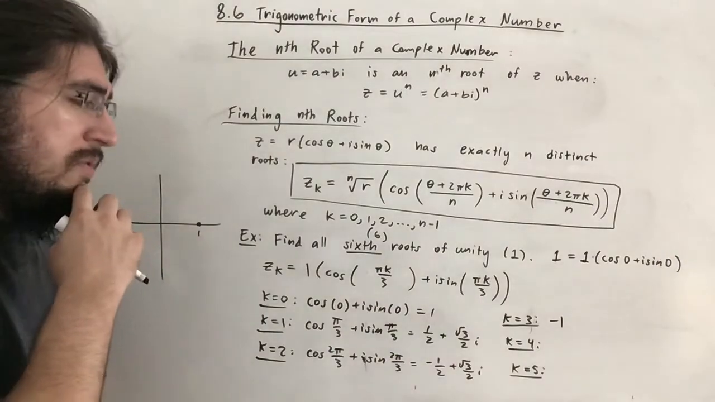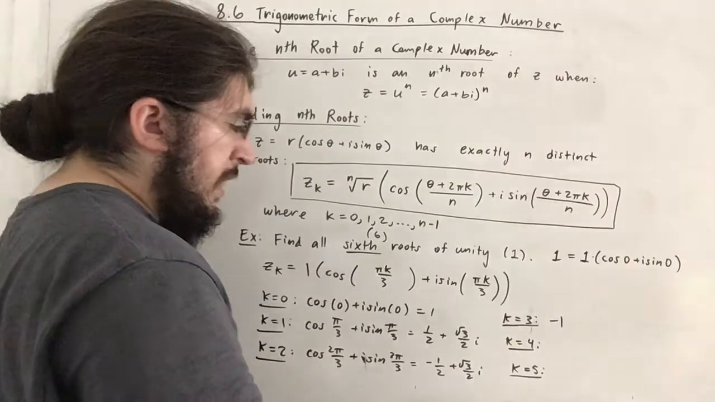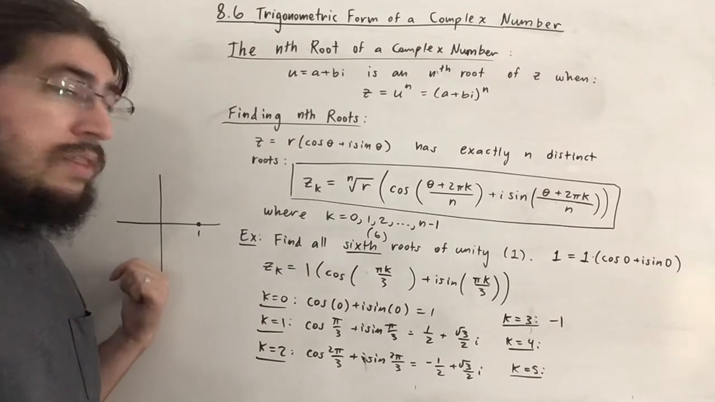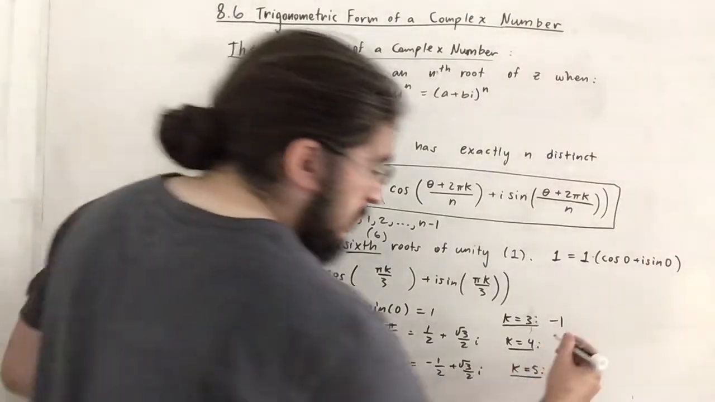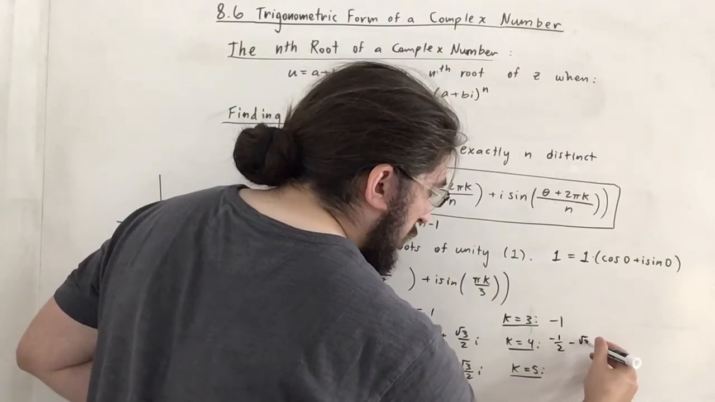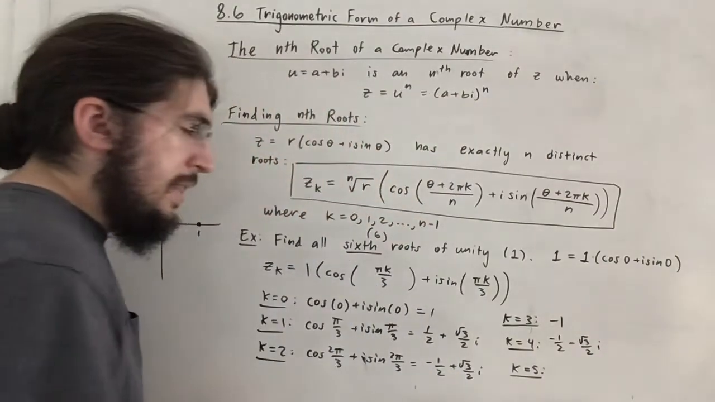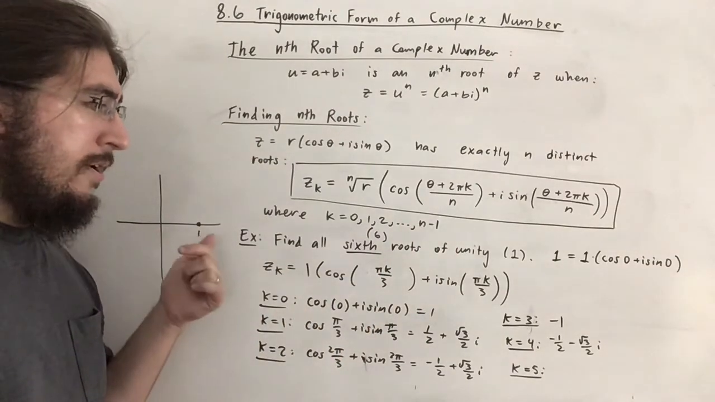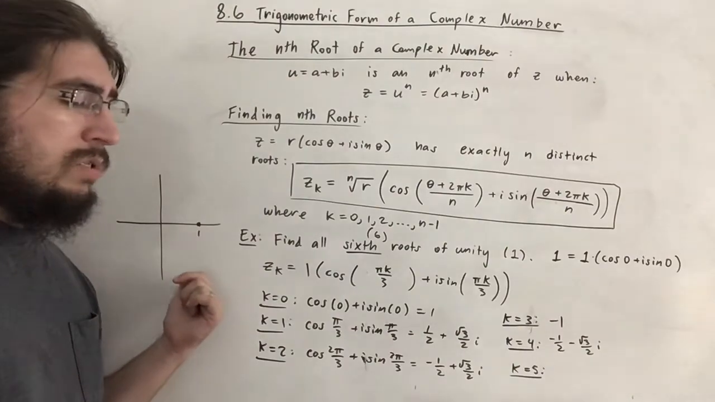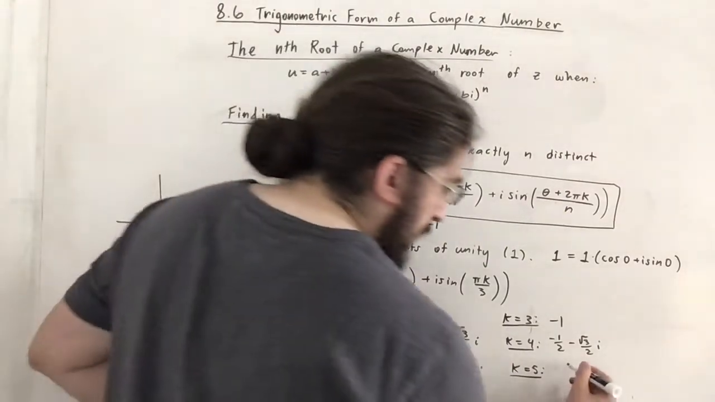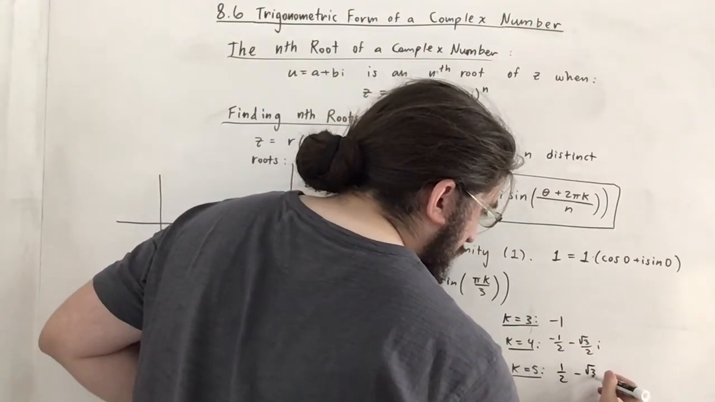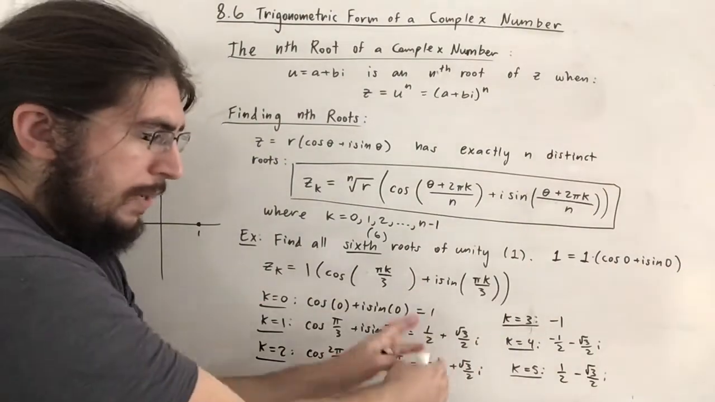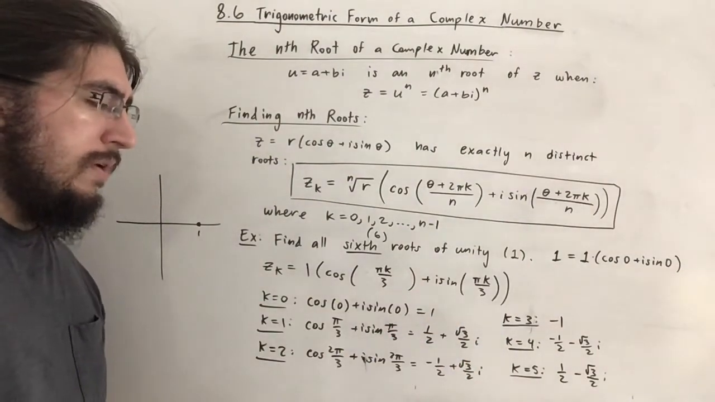Now what about when you plug in 4? Well, when you plug in 4, you get 4 pi over 3. Now remember, 4 pi over 3 is in the third quadrant where sine and cosine are both negative. So this will give us negative 1/2 minus radical 3 over 2 times i. And then when you plug in 5 to k, you get 5 pi over 3, which is in the fourth quadrant. Here, sine is negative, but cosine is positive. So here we get 1/2 minus radical 3 over 2 i. So really, you get the real ones we expected, plus or minus 1, and then you just get possible sign changes of these 1/2 and radical 3 over 2's.